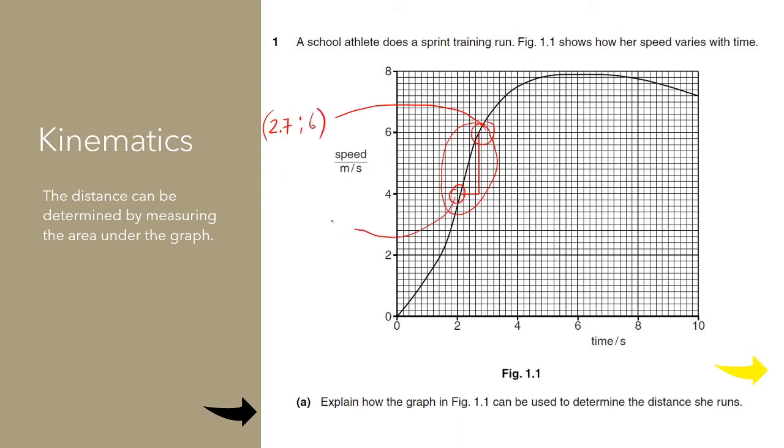This point, the value for the x-axis, if we follow this line until the x-axis, it falls between 2 and 2.2. So the value on the x-axis is 2.1. And the value on the y-axis is 4. These 2 points are used to calculate the gradient.